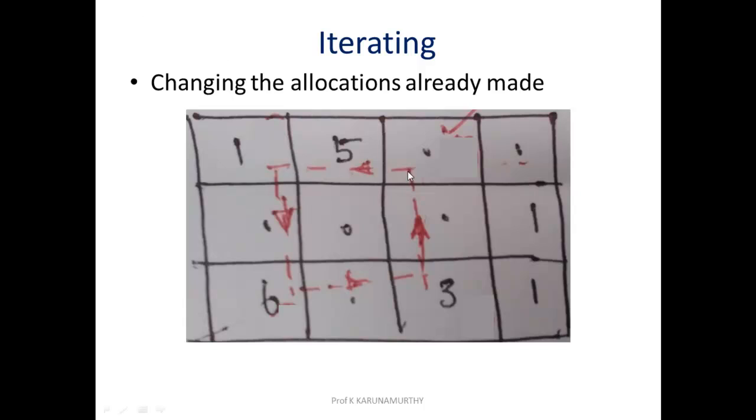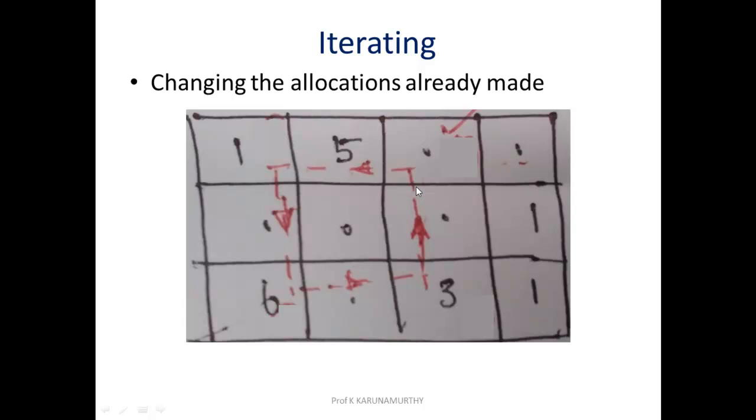So we started from here, we are proceeding like this. This is an allocated cell, so we are changing direction again. Here this is not allocated, so you cannot change the direction. This cell is allocated, so we are going straight. We are changing the direction and going straight. This cell is unallocated, so we have to go straight. Here this is an allocated cell, you can change the direction, that is allowed.